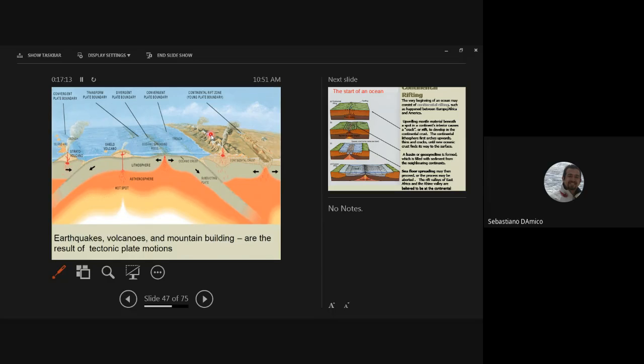These are the formations of the Aeolian Islands in front of Sicily. Those are volcanic rocks and are the result of a situation like this, in which we have a subduction going on underneath southern Italy, and here the material is melting, rising up, and creating the volcanic islands.